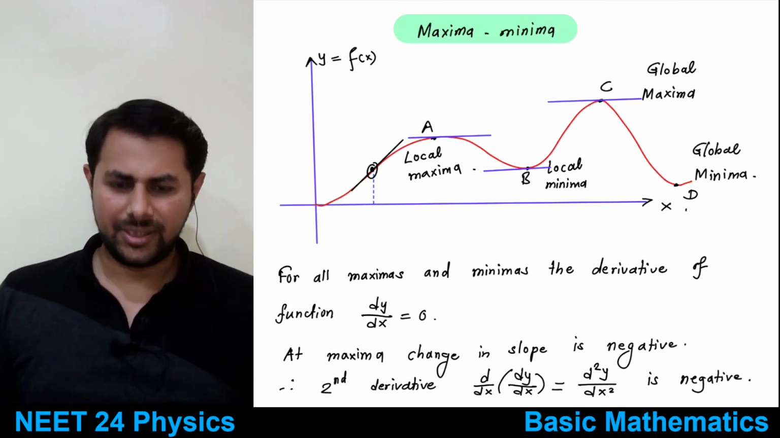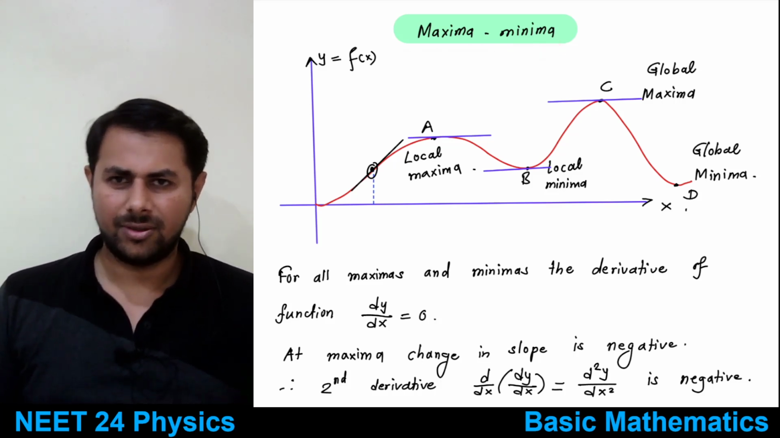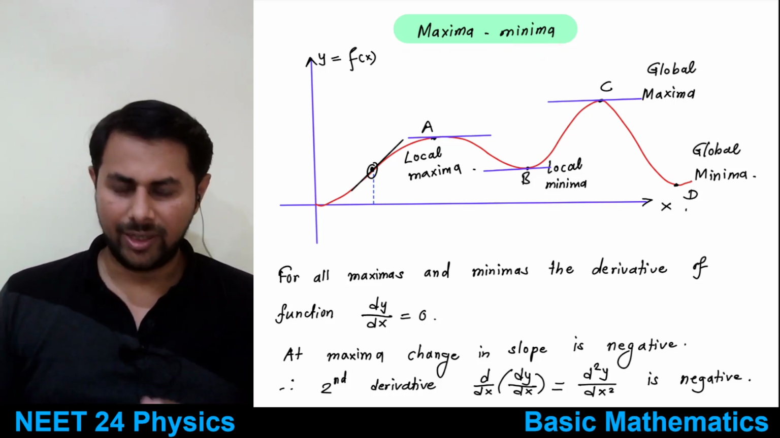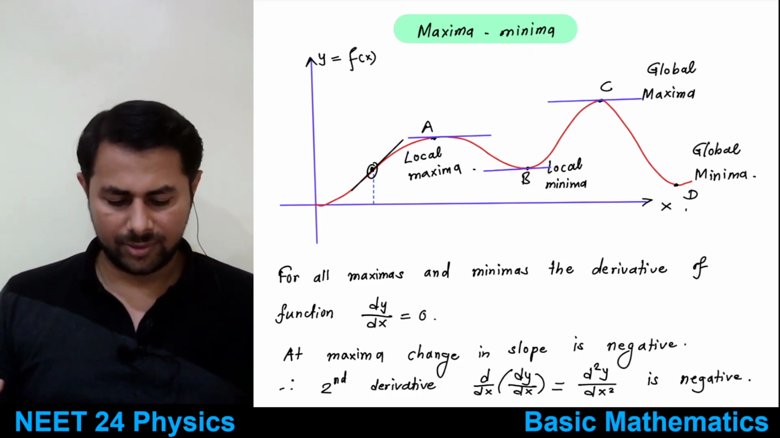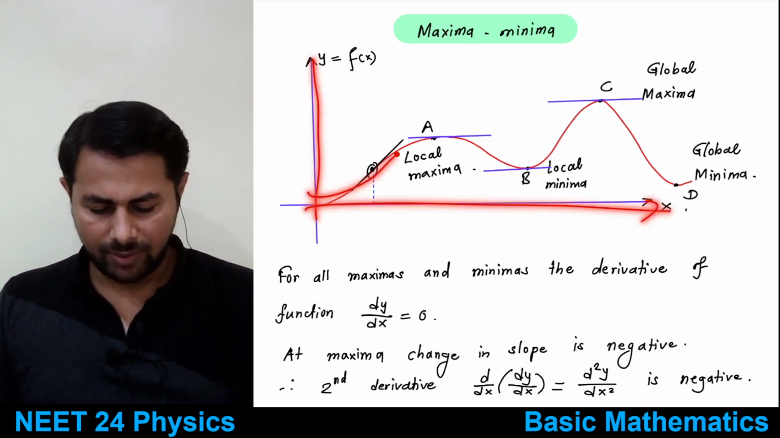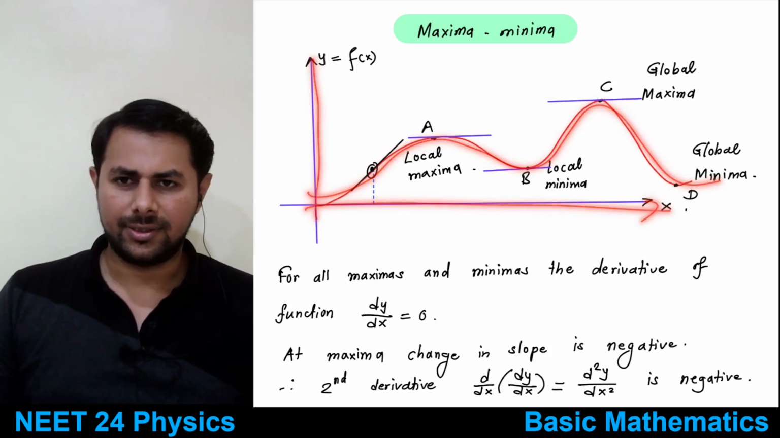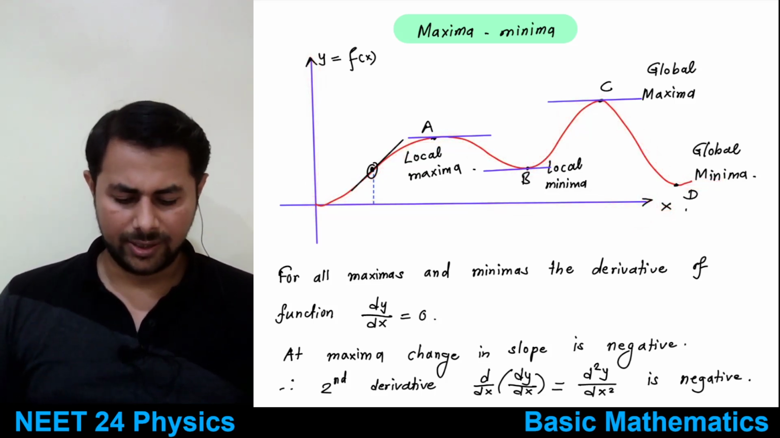Then let's see next point. Next point is maxima and minima. Okay, so we understand derivative now very well. So let's understand maxima and minima. So what is this thing? Suppose you have some function and you have plotted it like this. Okay, there is some function and you have plotted it like this.